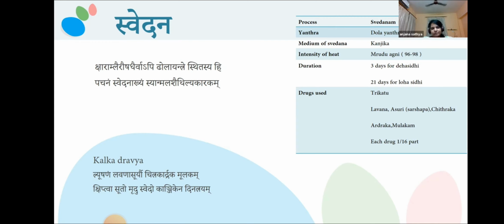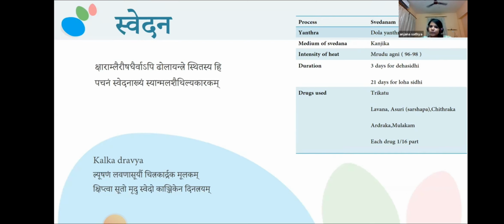And why is it done? It is done for Mala Shaithilya Karakam. So during the heating process, the external dirt or the impurities that are adhered to the mercury will be loosened up. That is the purpose of Svedana Samskara.